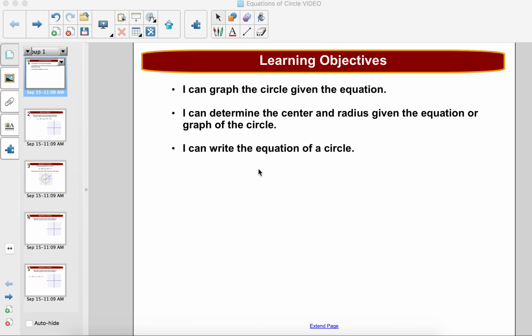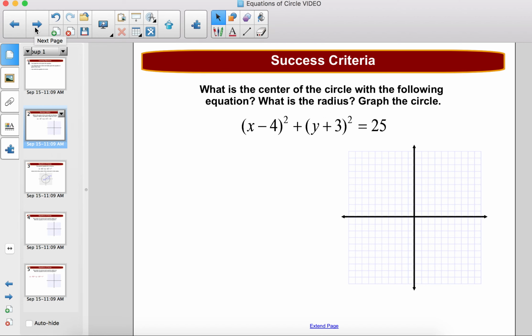Today our learning targets are being able to graph circles given an equation, determine the center and radius given an equation or the graph, and writing the equation of circles. So basically what we're doing is we're getting the coordinate plane out and we're going to draw graphs and we're going to write equations. This is our success criteria. So like I said, here's an equation, here's a graph. Let's put it all together.